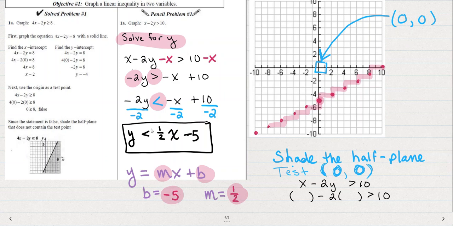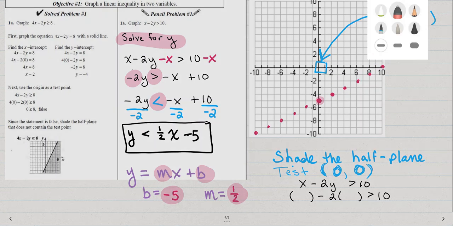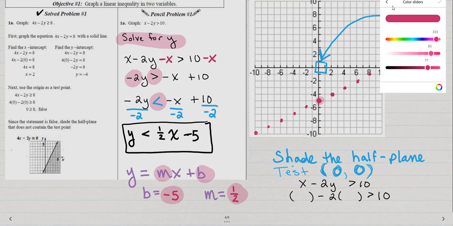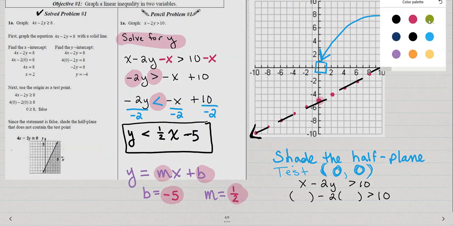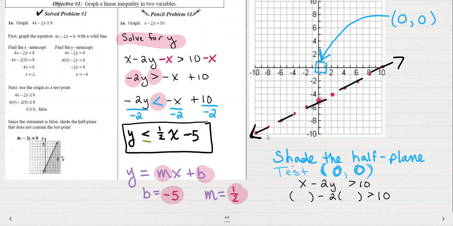And because this inequality is written as a less than, not less than or equal to, when I draw the line itself, I'm going to have a broken line like this, not a solid line. Now, if this inequality said or equal to, then I'd have a solid line. But our example says less than, so we've got this broken line.